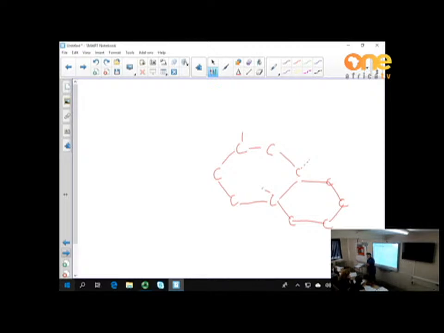Malleable, ductile, good conductors of heat and electricity. The delocalized electrons carry the charge. Conduction implies energy is transferred from particle to particle. We've done conduction, convection, and radiation. Metals are good conductors. Non-metals are poor conductors. Why? Because there's not any delocalized electrons.